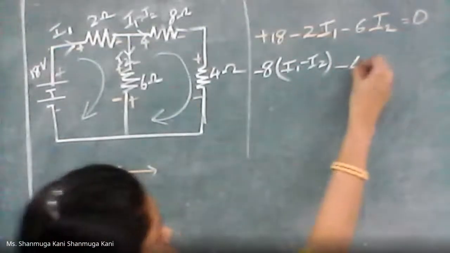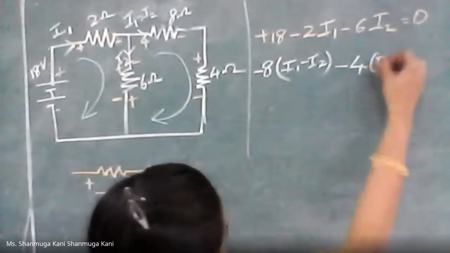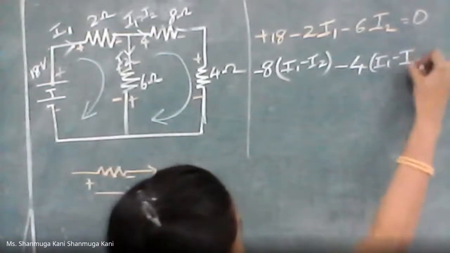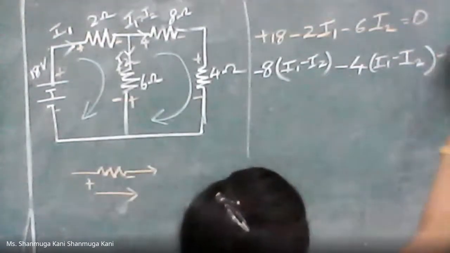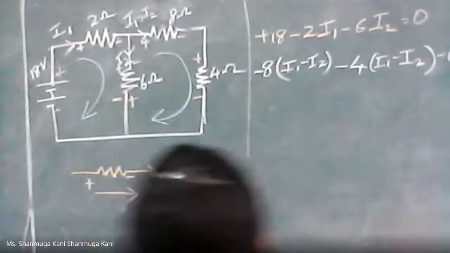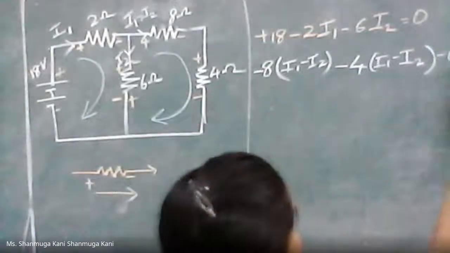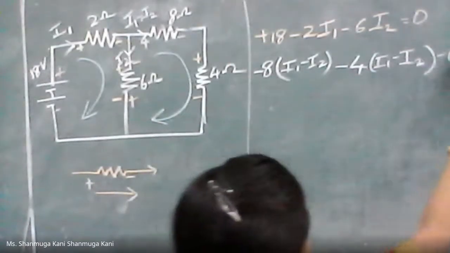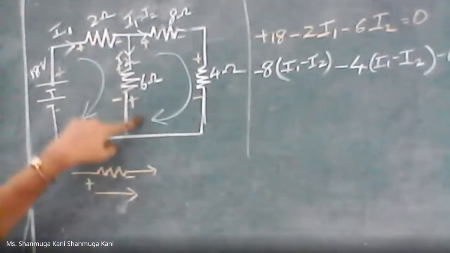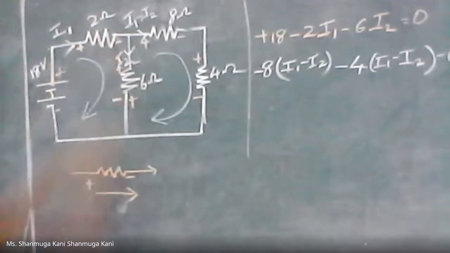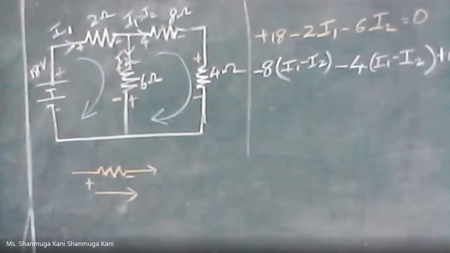Then when we consider the 4 ohm resistor, what is the leaving sign? It is minus 4 into, the same current flows via the 4 ohm resistor. So it is minus 4 into I1 minus I2. And then via the 6 ohm resistor, minus 6 into, what is the current via your 6 ohm resistor? It is only I2. But for the 6 ohm resistor, when you consider this direction and this direction, it is opposite, so your sign will be plus. Now you solve these two equations.